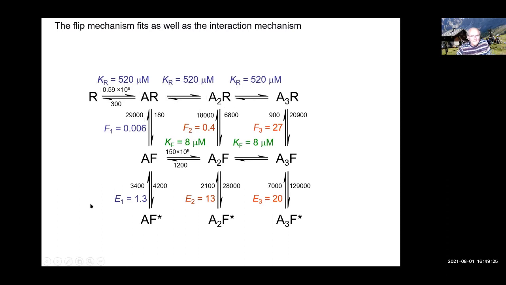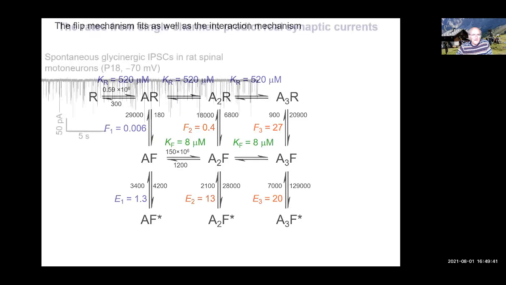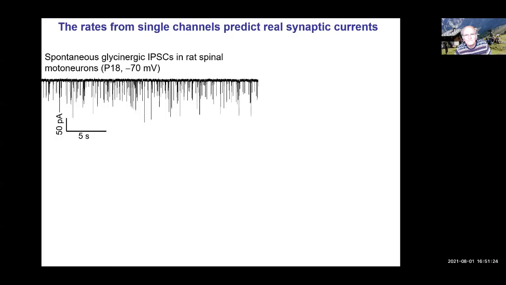And we still had the efficacy for the opening step increasing with the degree of liganding, which is intuitively satisfactory. So that was the single channel fits. Okay, so we can also check the fit by looking at the fit we got from single channels and seeing how well it predicts the decay of real synaptic currents.